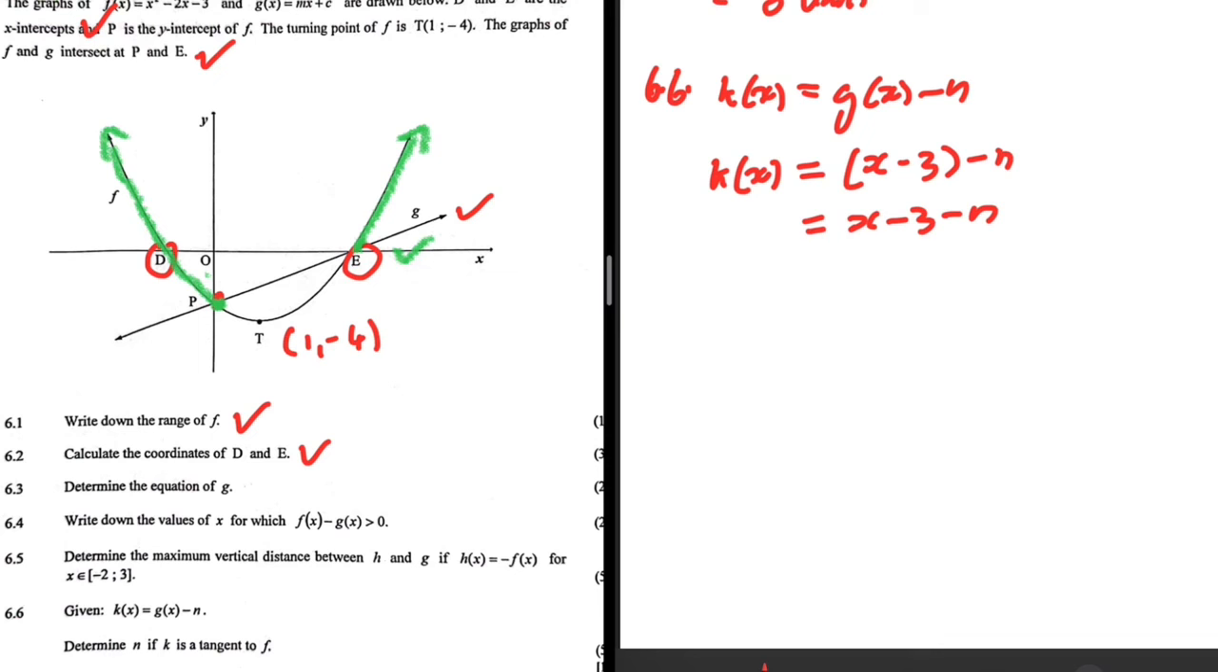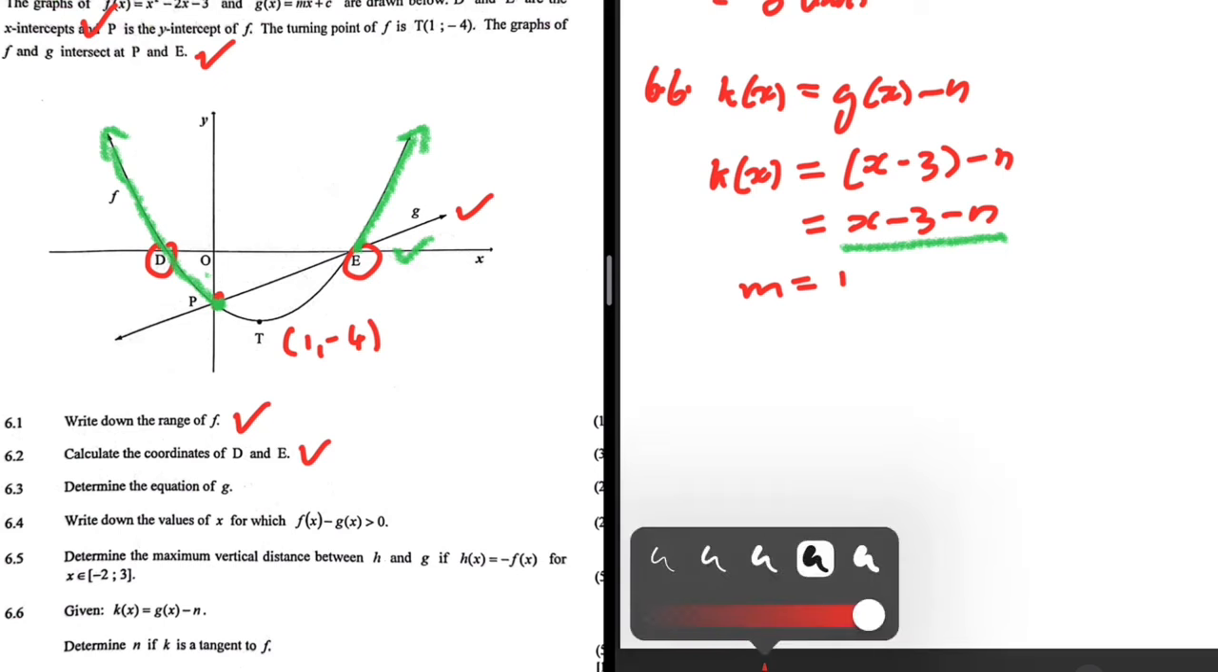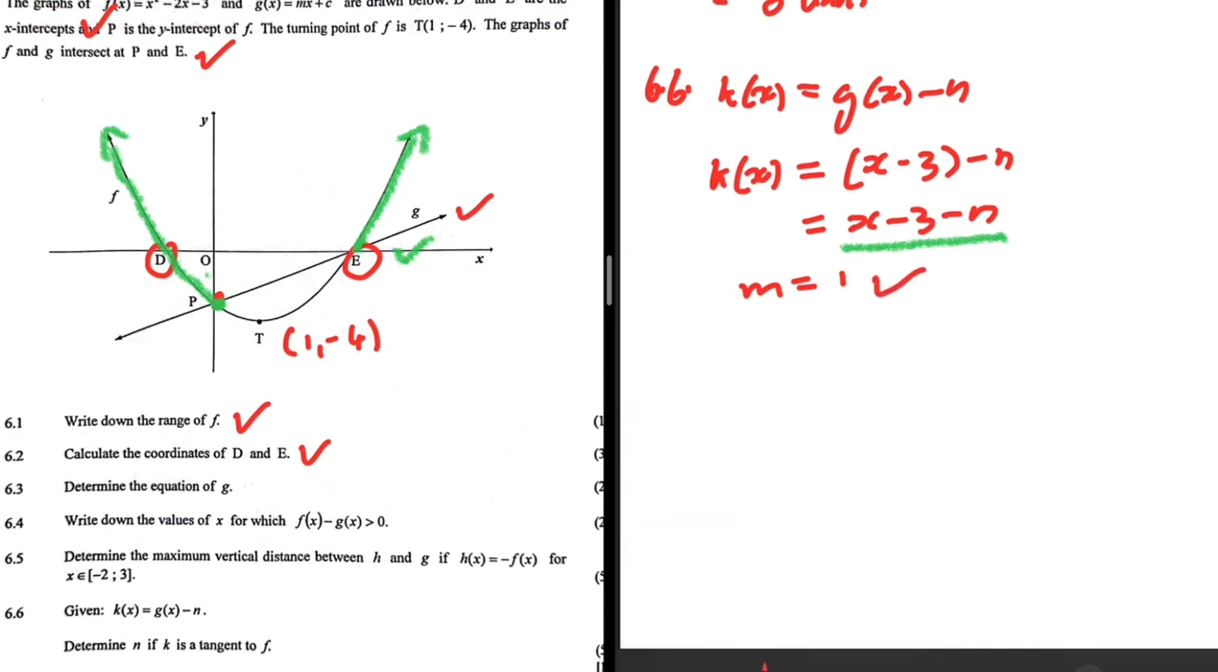Right. So the gradient here, take a look at this. The gradient of k of x is equal to 1. So what we can do, we can differentiate f of x and equate the gradient to 1, and then find the x value where f prime of x, the gradient, is 1. With that x value, we can then substitute it into f of x to find a point that lies on k of x. Let me show you what I'm proposing.